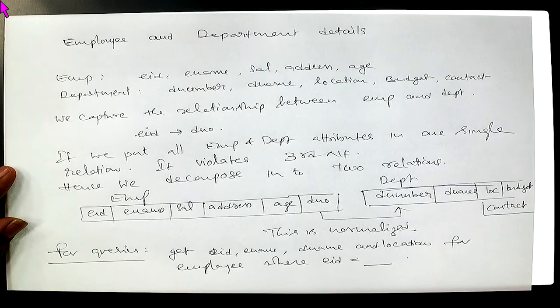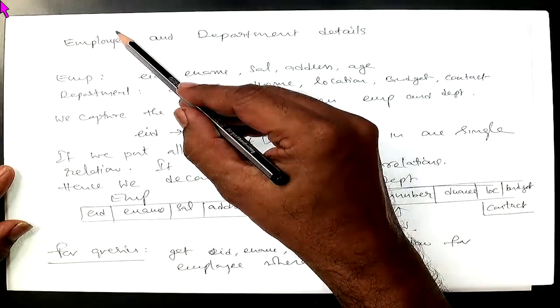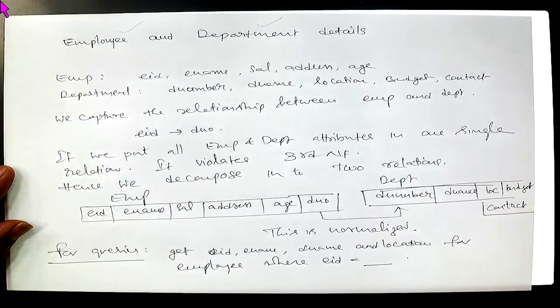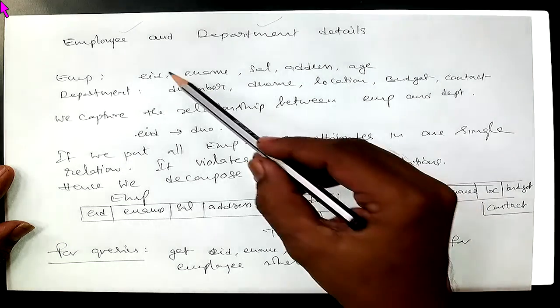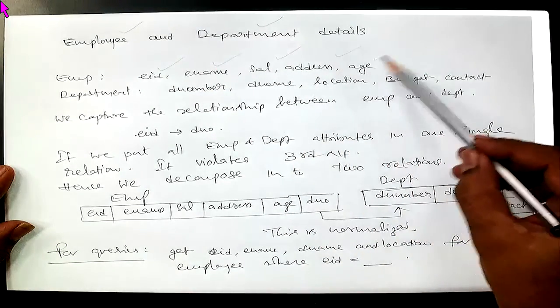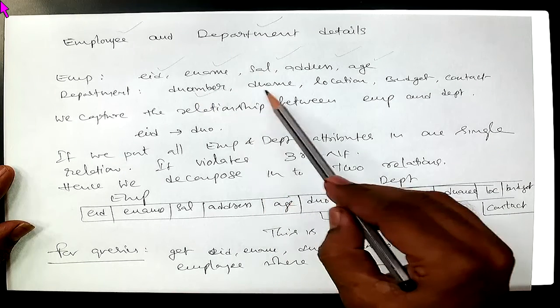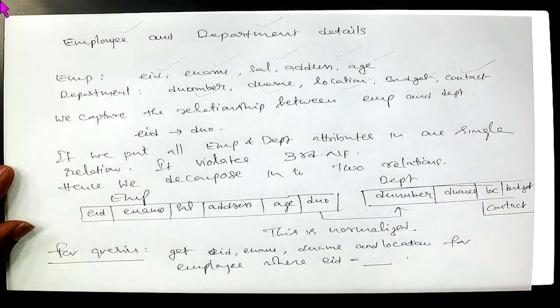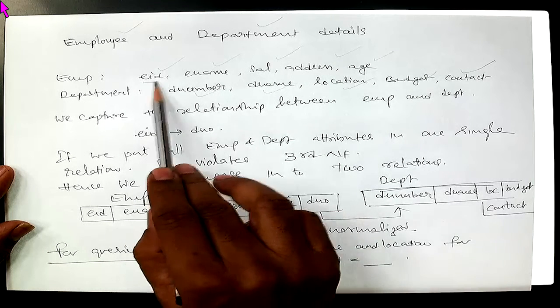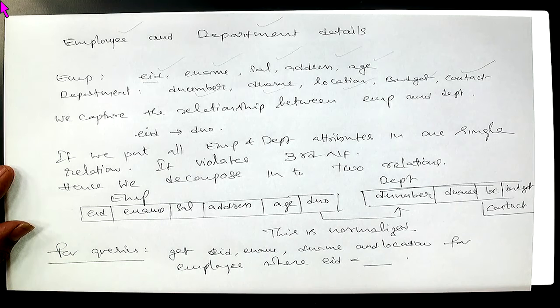Let us consider this example to understand denormalization. We assume that we have an employee relation and a department relation where we need to store the details pertaining to these concepts. For employee, we store employee ID, employee name, salary, address, age. For departments, we store department number, D name, location, budget, and contact for the department. We capture the relationship between employee and department: every employee works with exactly one department. That means, given the employee ID, which is unique and is the key of the employee relation, we can determine the department number.